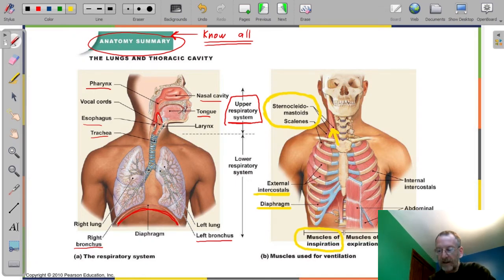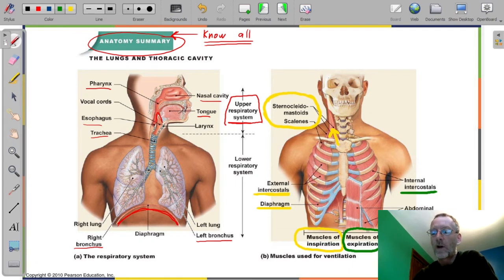And the muscles of expiration are shown on the right side of this illustration. And all they include are the abdominal muscles and the internal intercostals, the muscles between the ribs. And the basic idea is that the abdominal muscles compress the contents of the abdomen, which pushes the diaphragm up and forces air out of the lungs. There's not a lot to that.